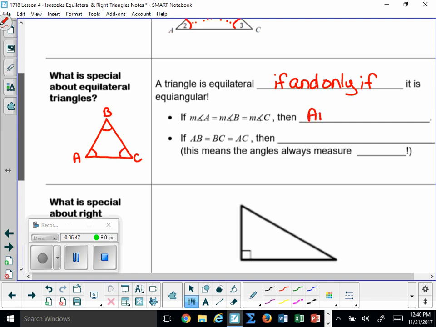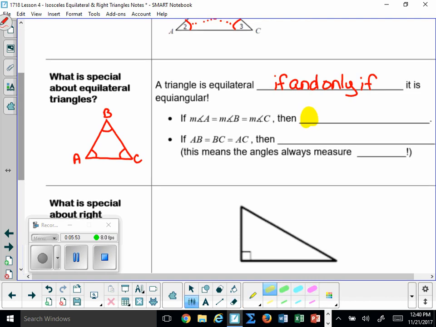Then, the length of AB equals the length of BC equals the length of AC. Or, because we just wrote the conditional, now we're going to write the converse, which gives us the biconditional. If the length of AB equals the length of BC equals the length of AC, then the measure of angle A equals the measure of angle B equals the measure of angle C.